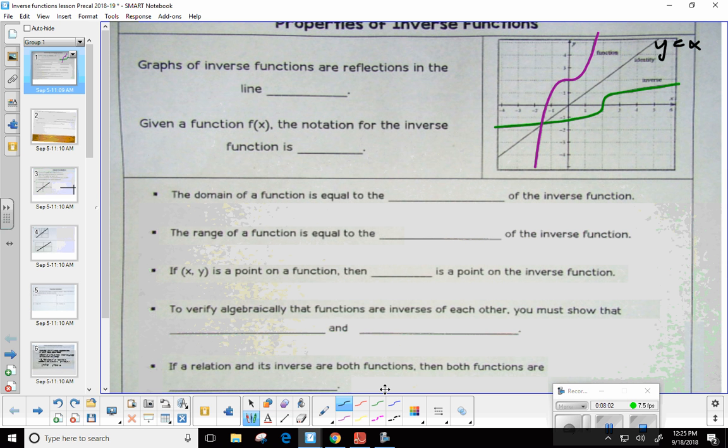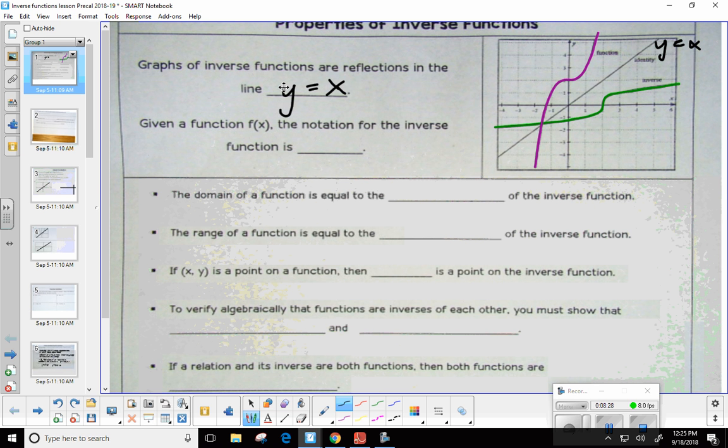Graphs of inverse functions are reflections in the line. So looking at this graph over here, what's the line we reflected one of them over? Y equals x. It's the linear parent, yeah. If you want to find the inverse graph, for any function, all we need to do is reflect it across y equals x. That's my line of symmetry.